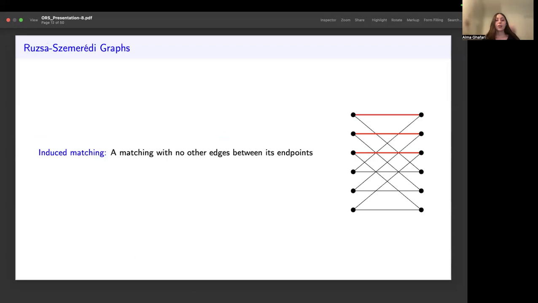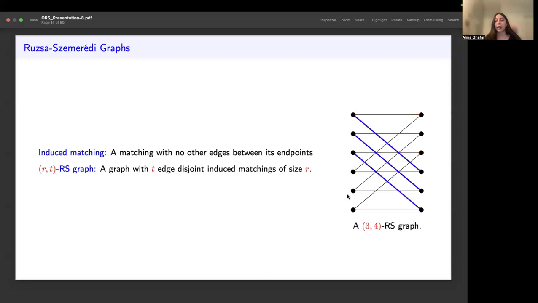So let's start with the definition of a Ruzsa-Szemerédi graph. This graph contains induced matchings, a matching that has no other edges between its endpoints. For example, here the red matching does not have any other edges except for the edges of the matching. We define an RT-RS graph as a graph with T edge disjoint induced matchings of size R. As you can see here, we have matchings of size 3. We have 4 of these induced matchings. That is a 3-4 RS graph.